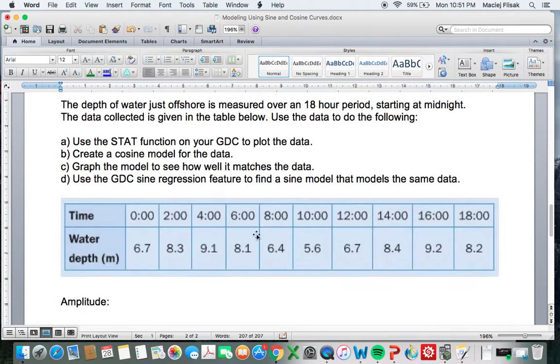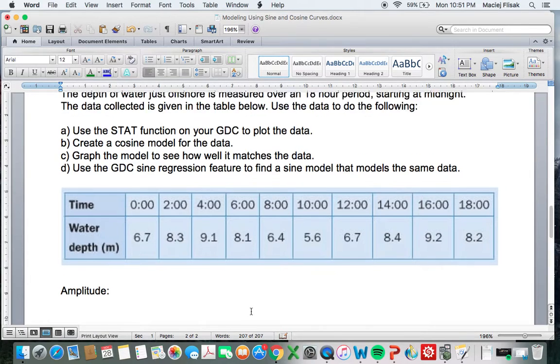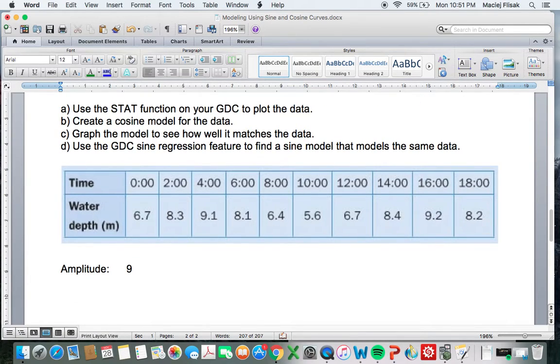What's the max point? Max point is 9.2. Min point is 5.6, okay? I'm going to subtract those and divide by 2. 9.2 minus 5.6 is 3.6, divided by 2, and that equals 1.8. So the amplitude is going to be 1.8, all right? Let's do the vertical translation next.